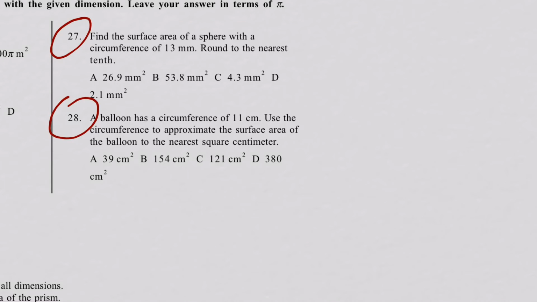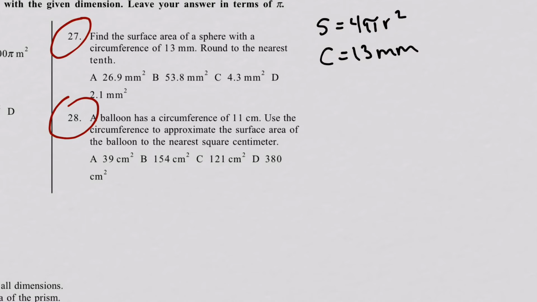Okay, next I'm going to do 27 and 28, which are basically the same idea. 27 says find the surface area of a sphere. So my formula is going to be 4 pi r squared. Find the surface area of a sphere with a circumference of 13 millimeters. So this is the information that they're giving me. Round to the nearest tenth. What I'm going to start with is the circumference. Using the formula for the circumference, I'm going to find r, because I don't know what r is. And then once I find r, I'm going to plug it in right here so I can find the surface area.